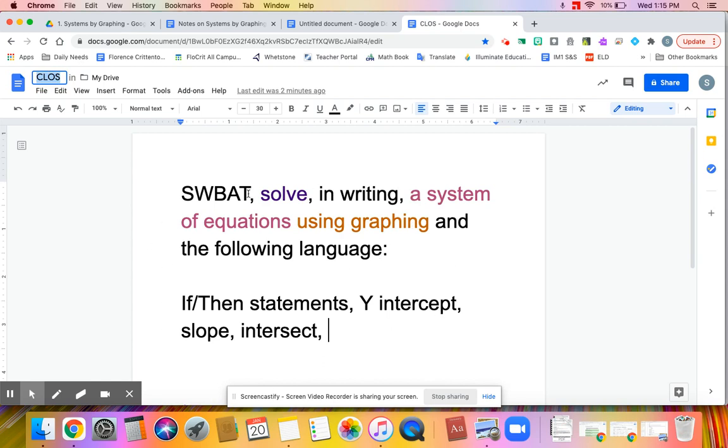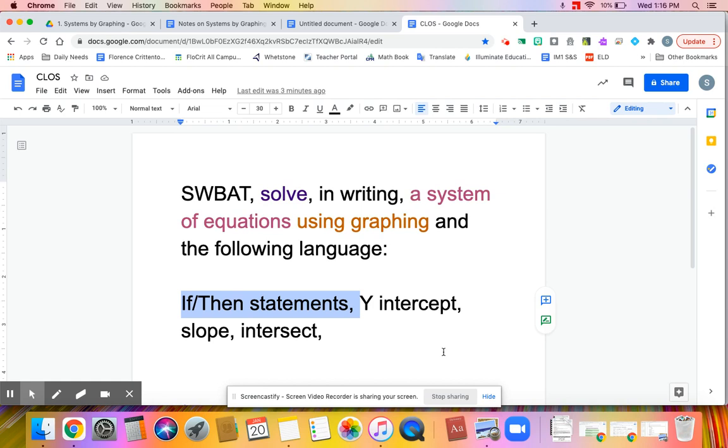So this stands for students will be able to solve in writing a system of equations using graphing in the following language: if-then statements, y-intercept, slope, and intercept. So these are the vocabulary words we're going to learn, and you're going to use if-then statements eventually to explain what you learned at the end of the lesson. But in your own words, if you could guess, what do you think you're going to do during the lesson?